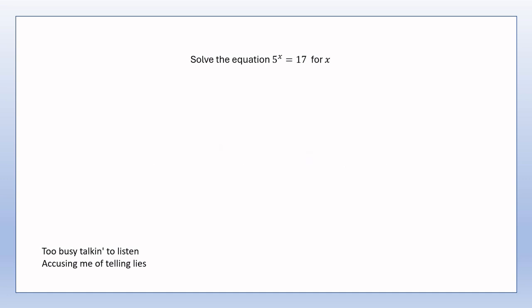Number 1. Solve the equation 5 to the power of x equals 17 for x. Of course, the answer is x equals log to the base 5 of 17, which is obtained by directly applying the first rule that I stated at the start of this video. Log to the base a of x equals y is equivalent to saying that x equals a to the power of y. The expression log to the base 5 of 17 is an exact solution.